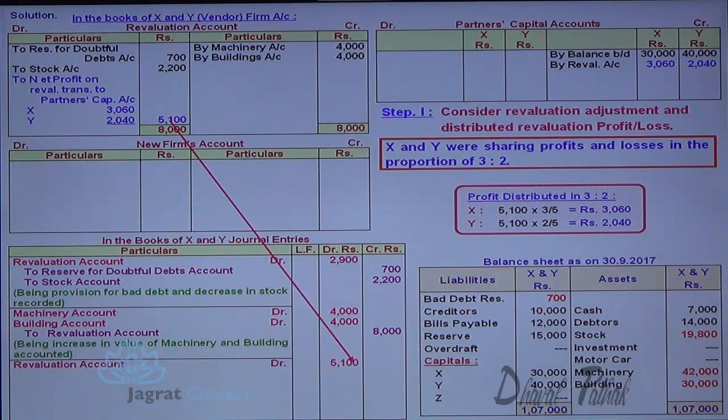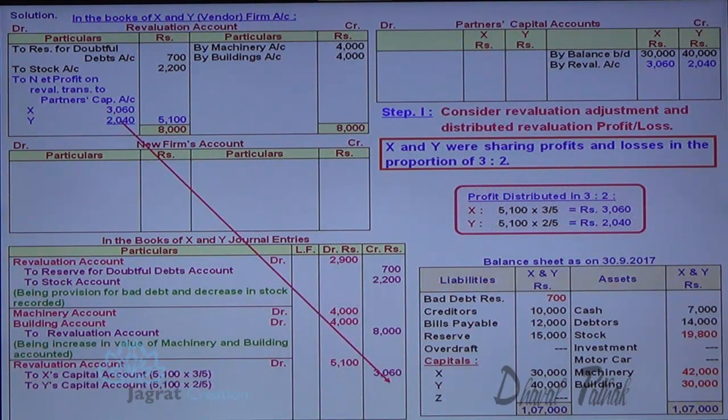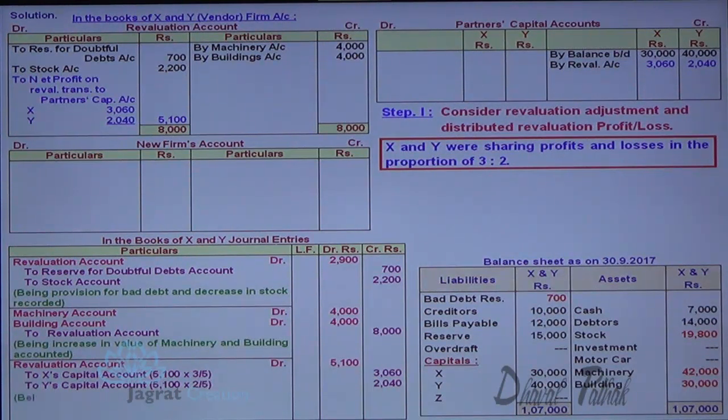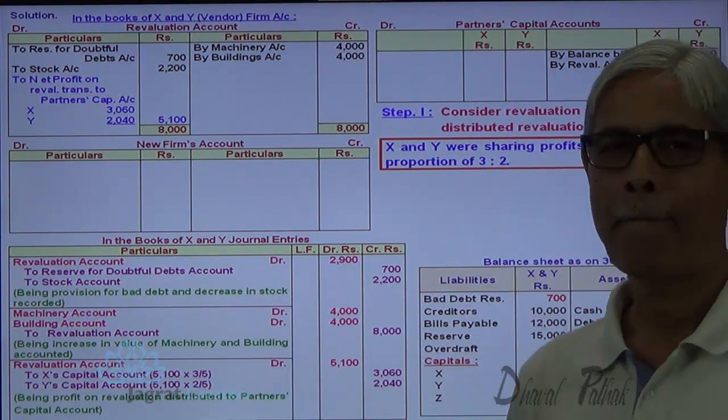Let me write down the journal entry. Revaluation account debit to X's capital account and Y's capital account, being revaluation profit transferred to the partners' capital accounts in the ratio of profit sharing. So this is how the first step is done.